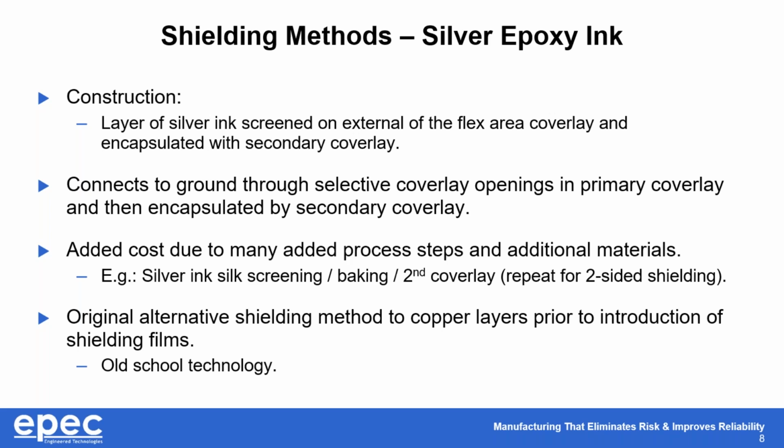Silver ink is the original alternative shielding method to copper layers, prior to the introduction of shielding films, which we'll discuss next. It's been around for a long time, and you can arguably refer to it as a very old school technology. It's been around for longer than I have.